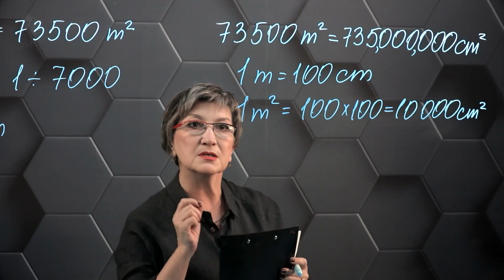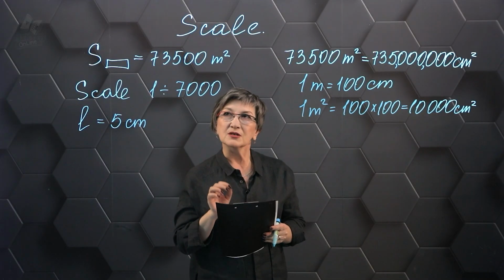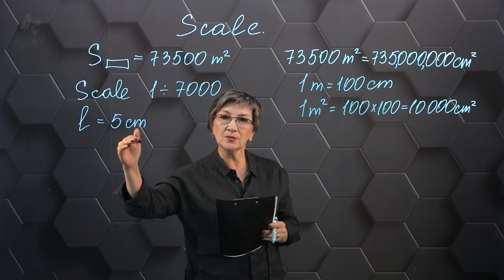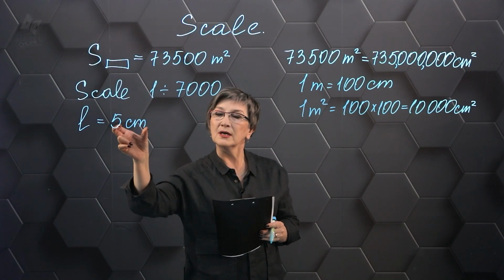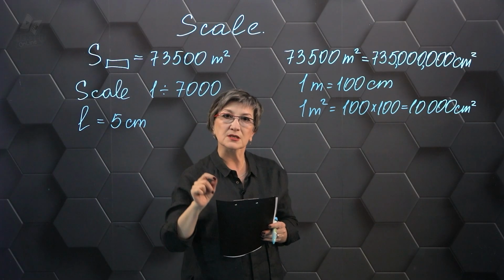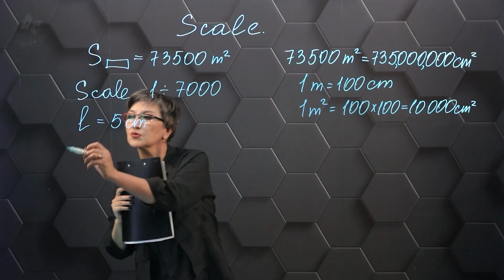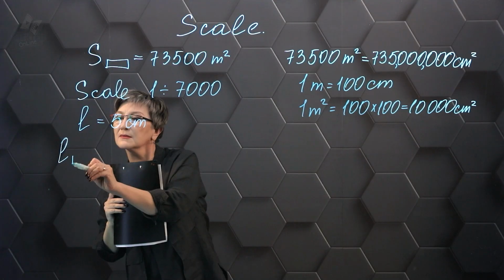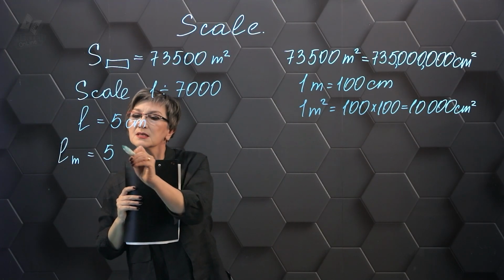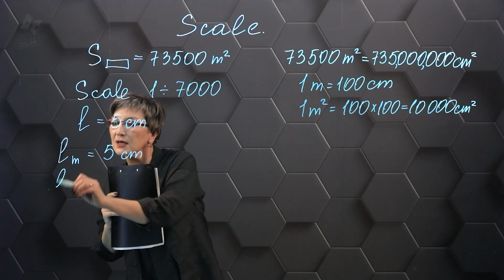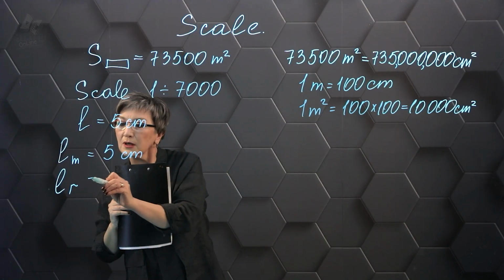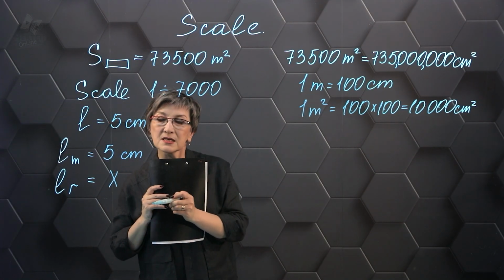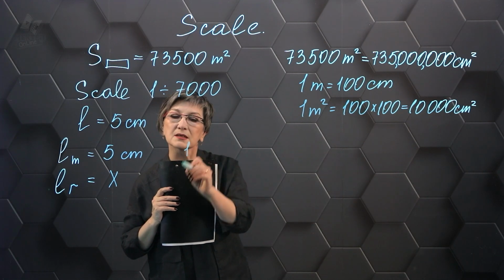Now let's solve the problem. In order to solve this problem, let's first make a brief condition and find the real length of our plot. To do this, I'll write down that the length on the map is 5 centimeters, and we need to find the actual length of this section. That length is unknown. The scale is 1 to 7,000.